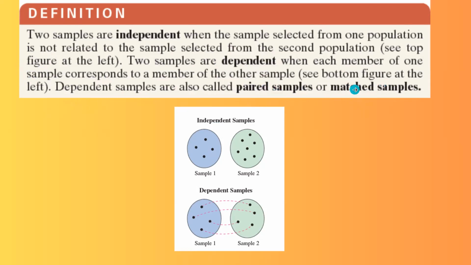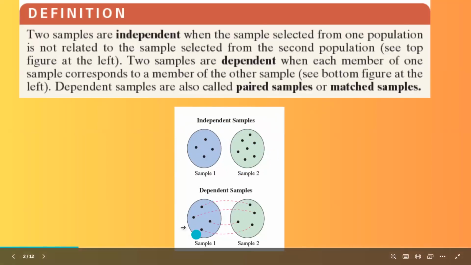On the exam, on the quiz, on the homework, when you see these three, dependent, paired, and matched, they are related to one concept. So independent samples, sample 1 is different from sample 2. They have no relation. But for dependent samples, the members of the first sample are related to the members of the second sample.